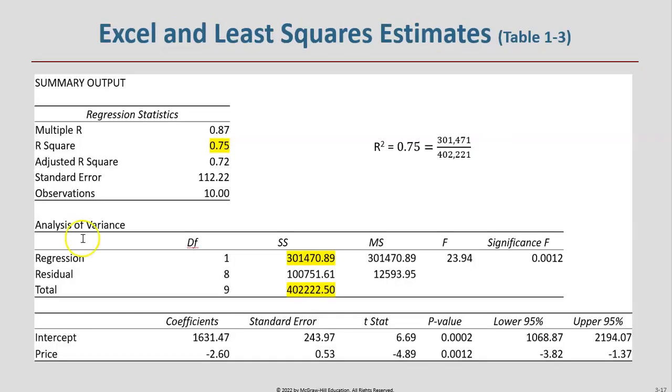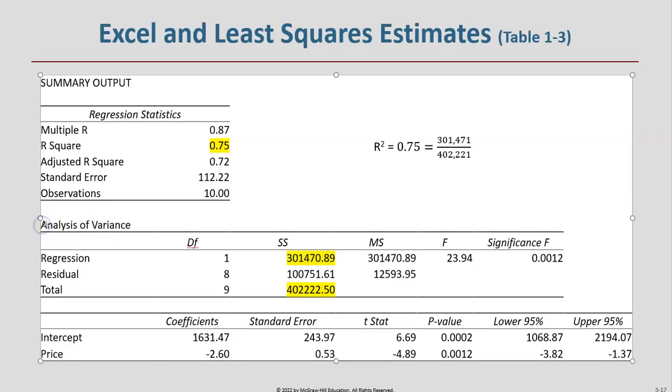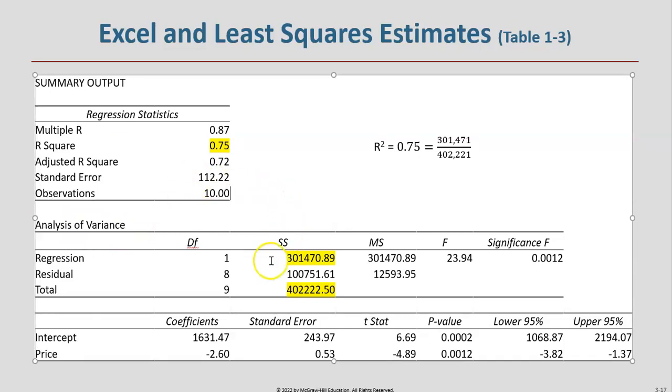So in Excel, we've got this analysis of variance table, and the sum of squares for the regression. So this is the explained sum of squares regression. With these data, it's over 301,000, and then the total sum of squares is 402,000. So 3 divided by 4 is about 75. So we would say that the price variable explains about 75% of the variation in the quantity of sales.